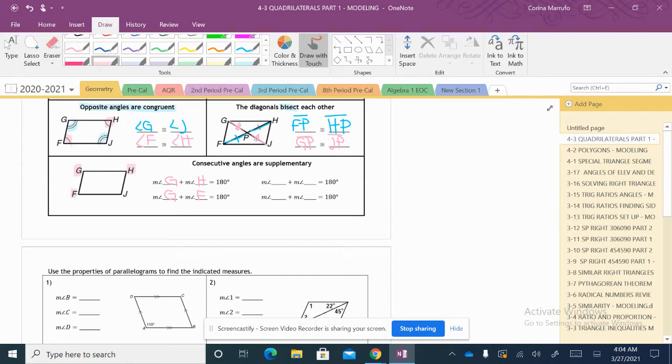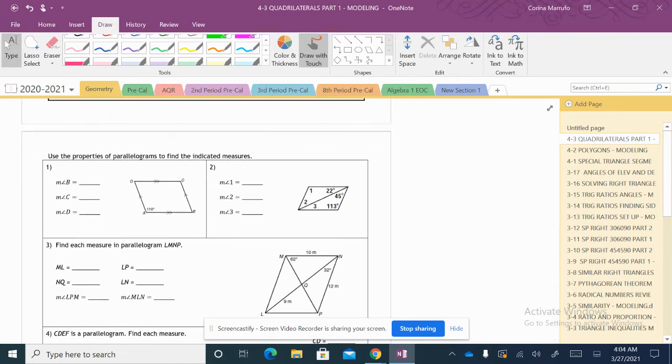Then from there, G is next to F. F is next to J. So the measure of angle F plus the measure of angle J is going to give us 180. And then J is also right next to H. So that means that J and H, if you add them together, they're going to give you 180.